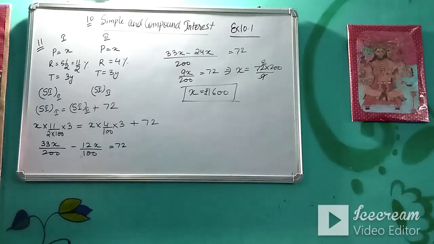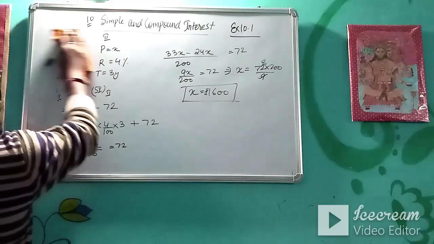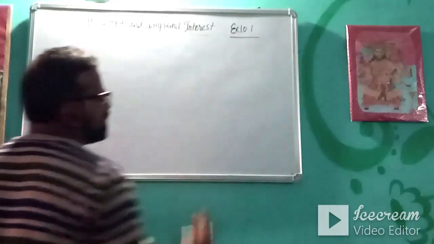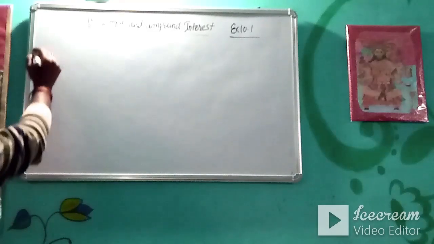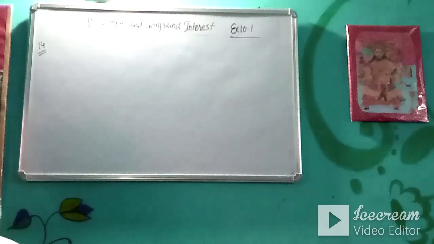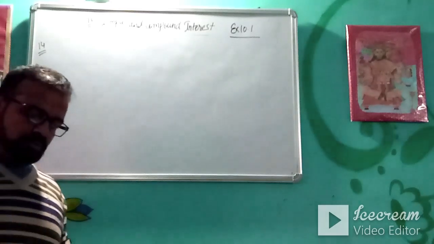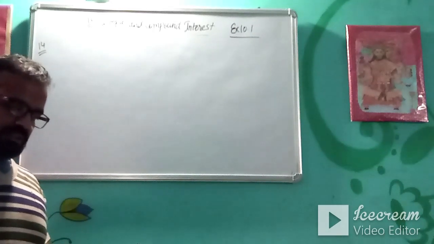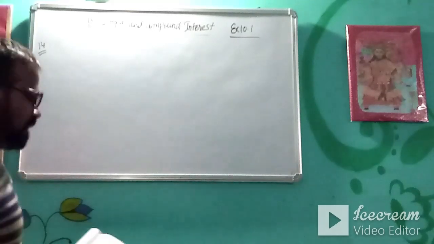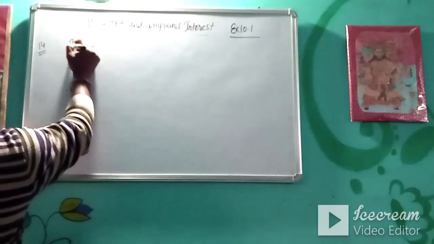Okay, then let's see the last question of this exercise, that is the 14th question. A man borrowed 4,000 rupees at a certain rate of interest and 5,000 at 2% lower than the first. So again it consists of two parts.